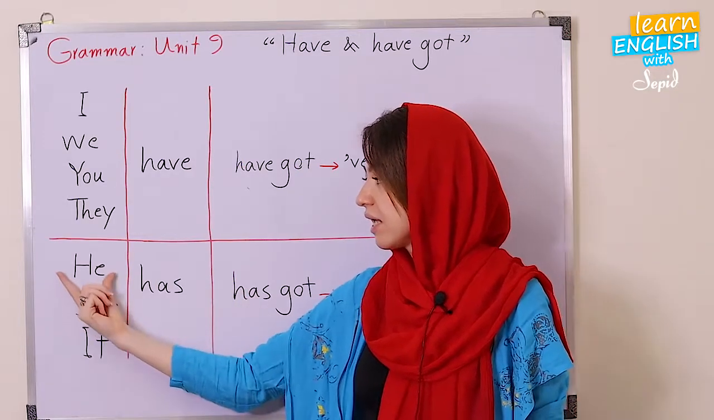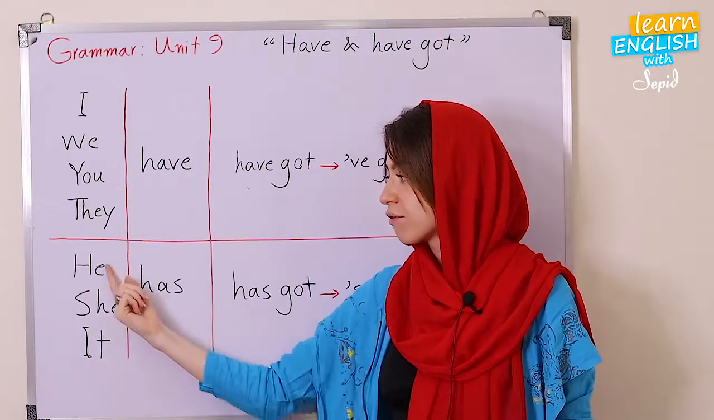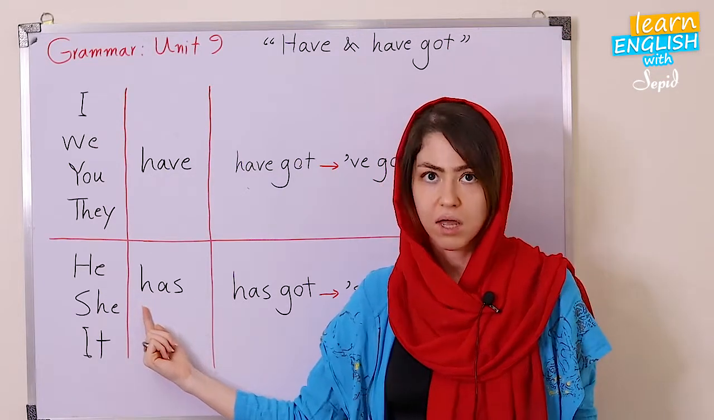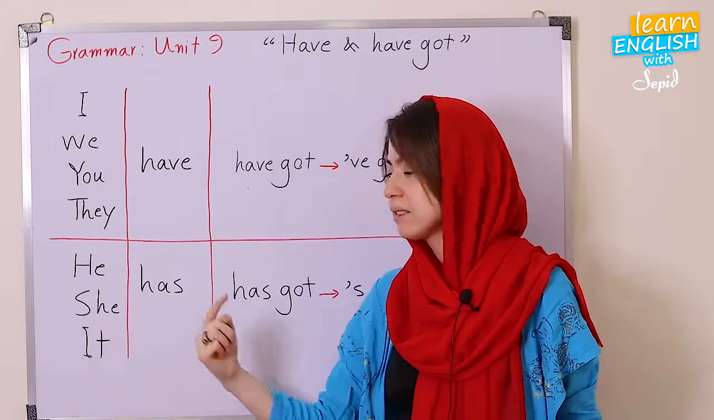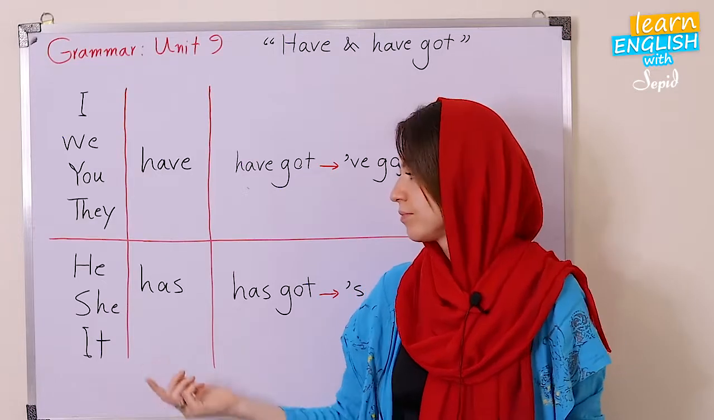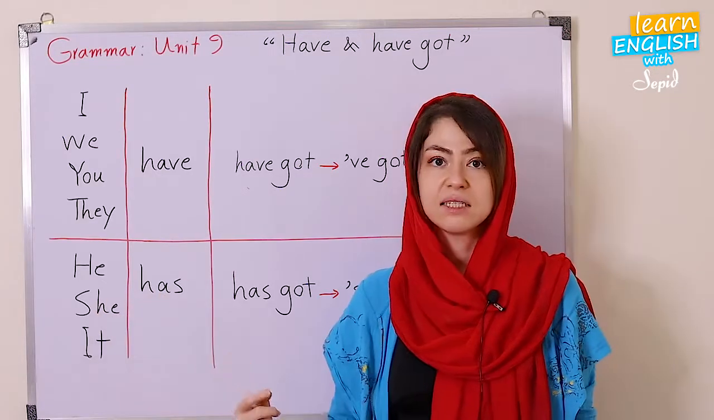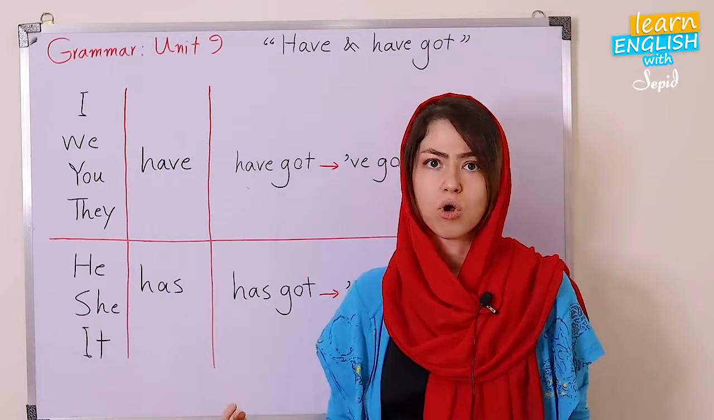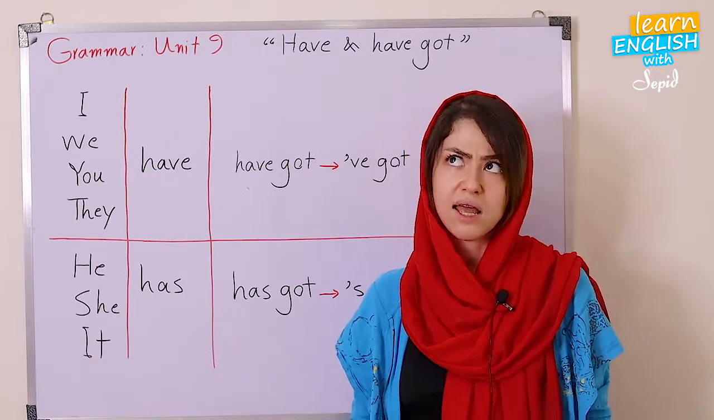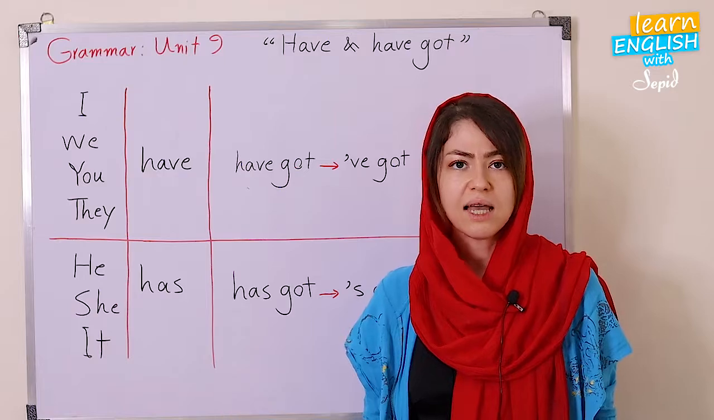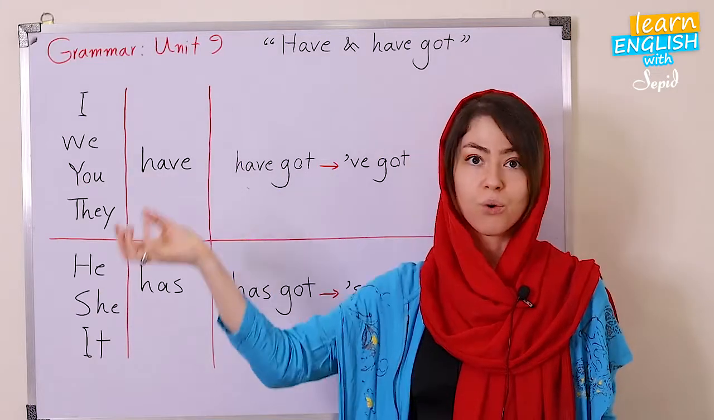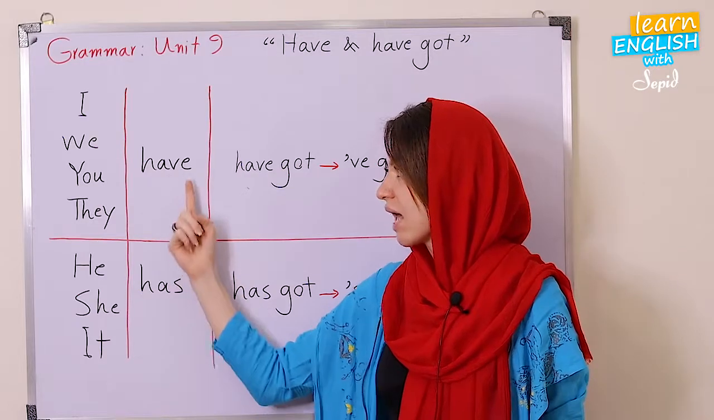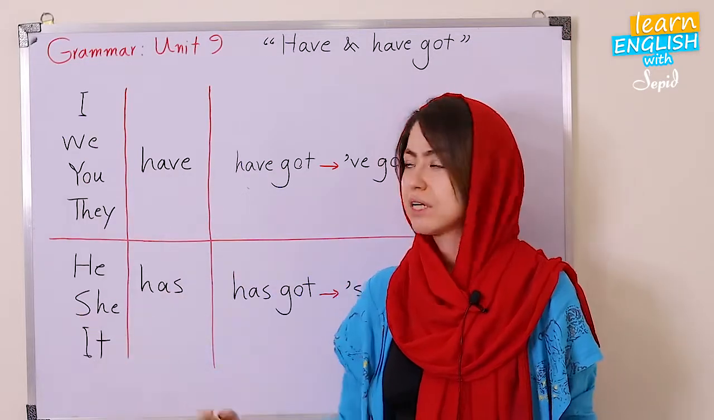Just pay attention to that. Next part. He has, for he, she, it, we use has. So he has a house. She has blue eyes. It has, for instance an animal, we can say it has a beautiful tail. So pay attention to that. We use have for these and has for these.